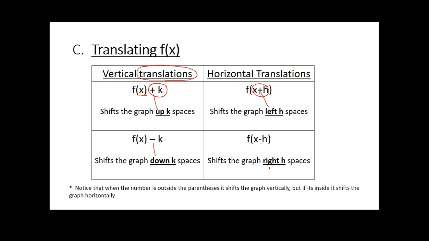How far does it move these things? It depends on the number. So if it's k, let's say k equals 5, then it goes up that high, 5 spaces. If it's, over here, 3, then you go left 3 spaces. Okay? So that's what a translation is. All right?